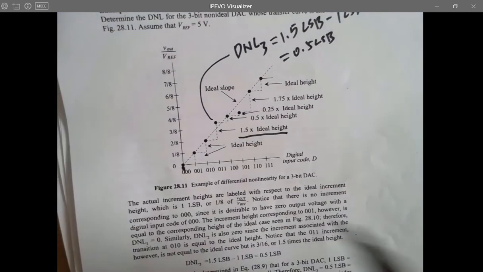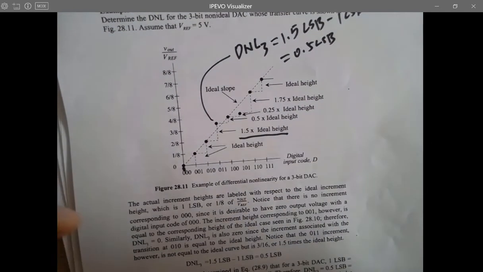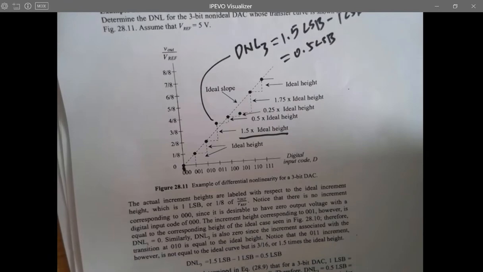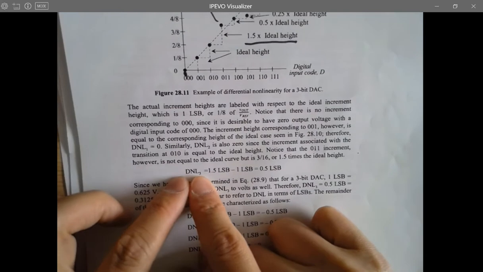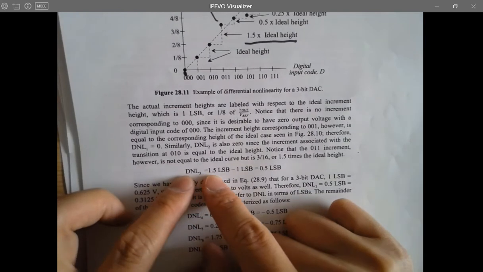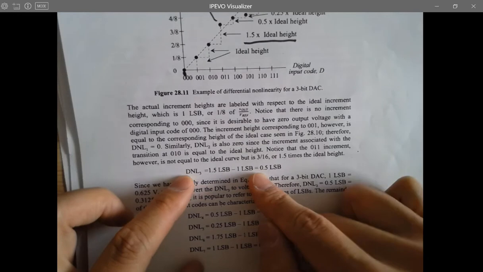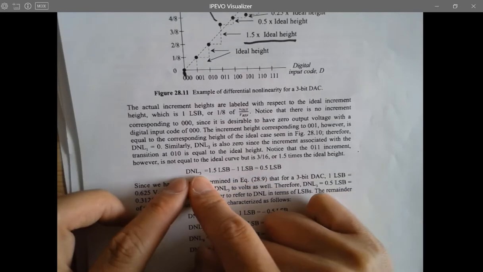So for DNLs, it's always using the actual step height minus the ideal step height, which is 1 LSB. So keep in mind, when you are calculating DNLs, just minus 1 LSB always, right? Whatever you have, minus 1 LSB. So let's look at this. DNL3 equals 1.5 LSB minus 1 LSB, which is this. That's the DNL for transition 3.